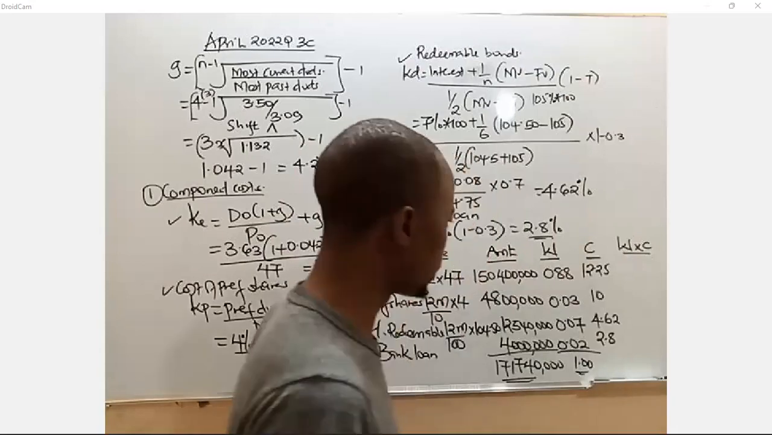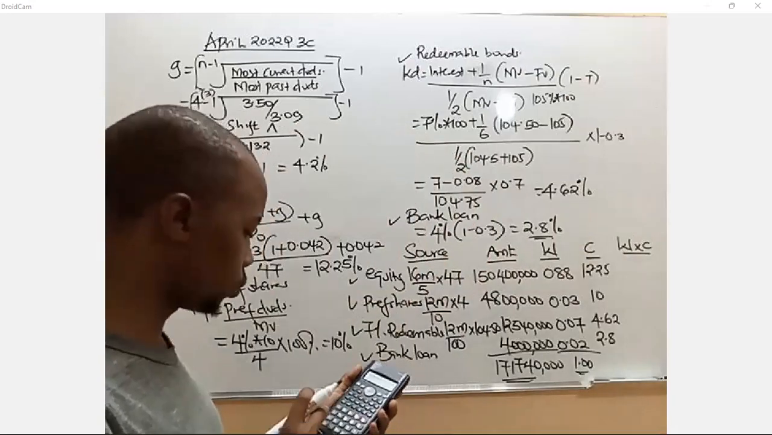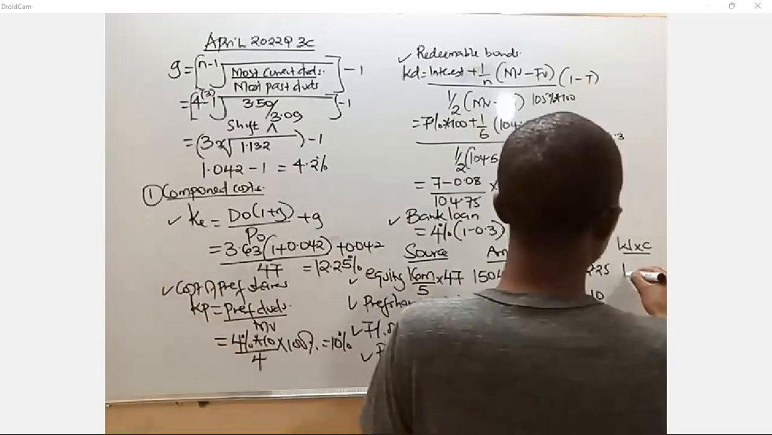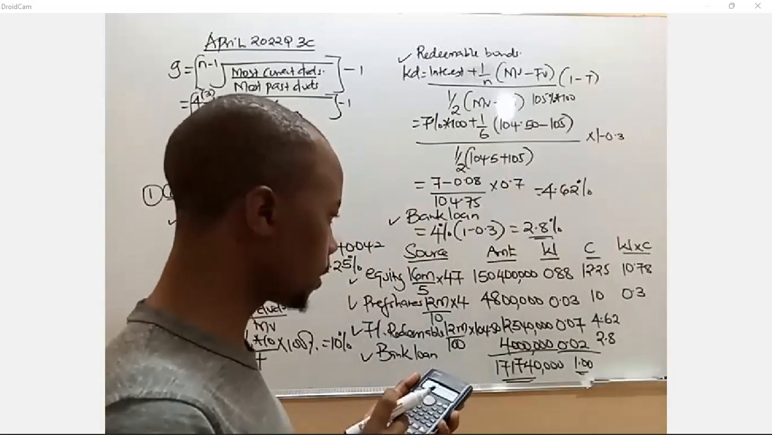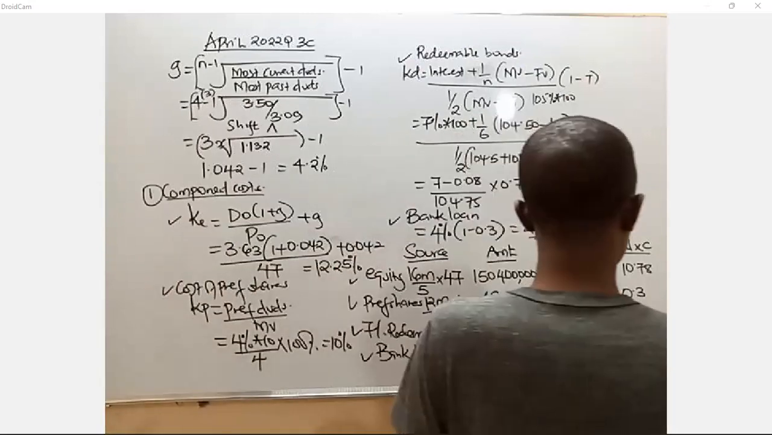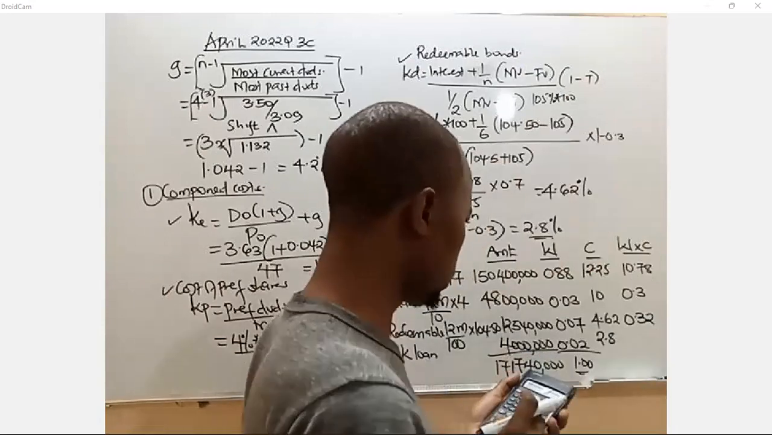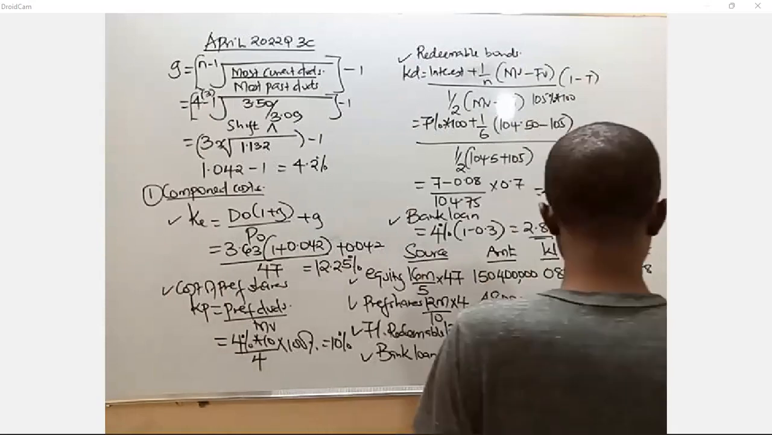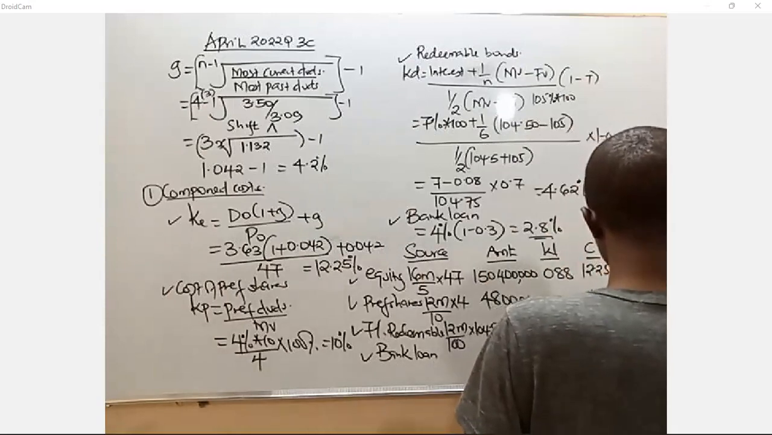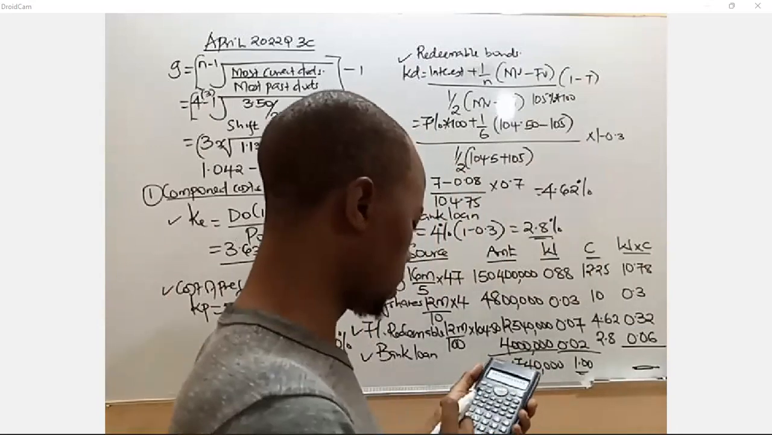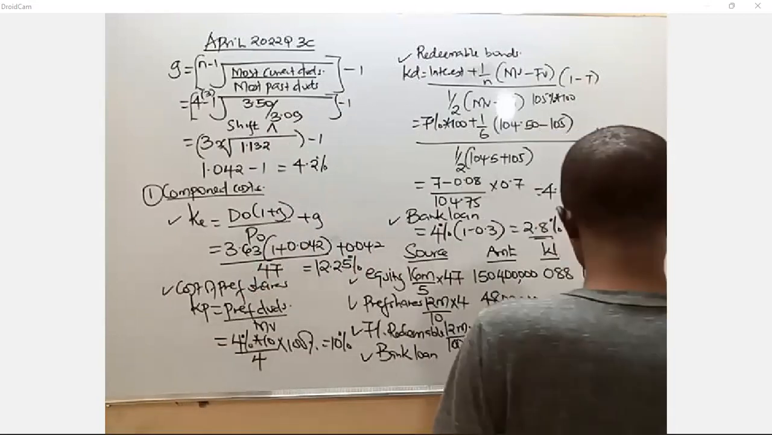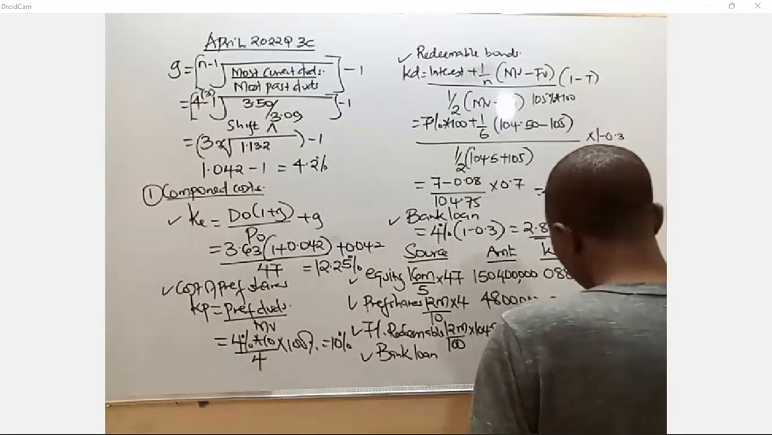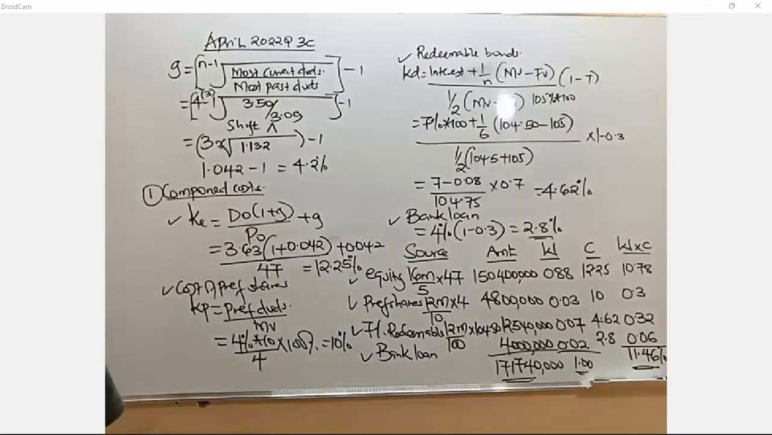Let me start by multiplying 0.88 times 12.25, getting 10.78. This should be 0.3. 0.07 times 4.62, getting 0.32. Then we have 0.02 times 2.8, getting 0.06. So how much is this? 0.06 plus 0.32 plus 0.3 plus 10.78, and our WACC will be 11.46%. That is the kind of computation which you are required to do.